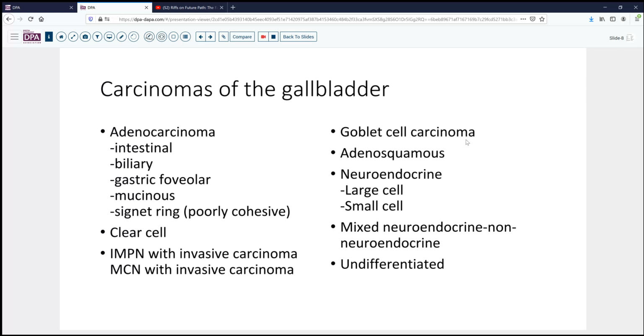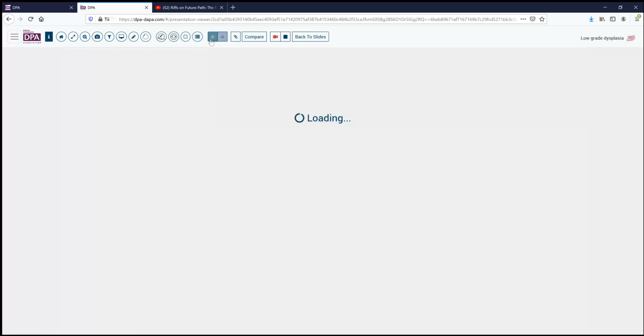Goblet cell carcinoma, a variant of neuroendocrine carcinomas, well-differentiated variant is possible here, as well as adenosquamous, and then more conventional large and small cell neuroendocrine carcinomas, as well as then the mixed types of neuroendocrine and non-neuroendocrine carcinomas. Finally, a small percentage represent totally undifferentiated carcinomas, which cannot be further classified. So one of the main precursors of adenocarcinoma is glandular dysplasia.